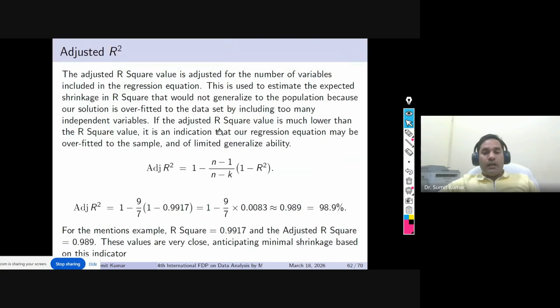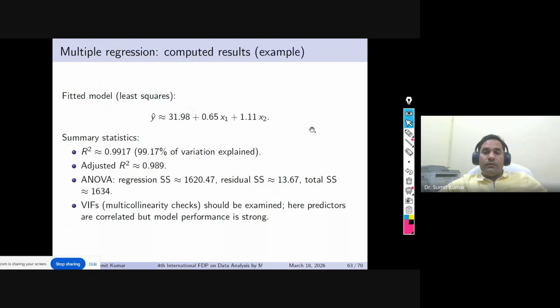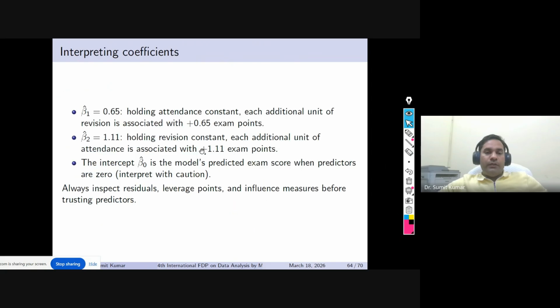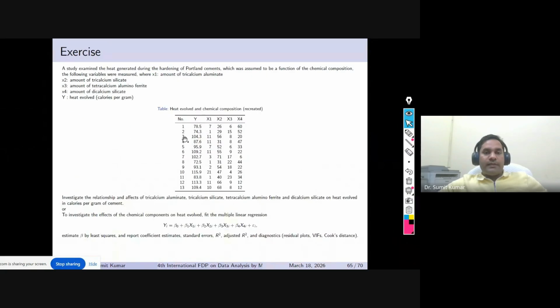Adjusted R square is another value that you can compute using this formula. Sometimes it happens that R square is overfitted, so it is corrected by the adjusted R square. You can explain whatever variation is there due to this by R square. This is the multiple linear regression model. R values are already defined. This is an exercise for you.